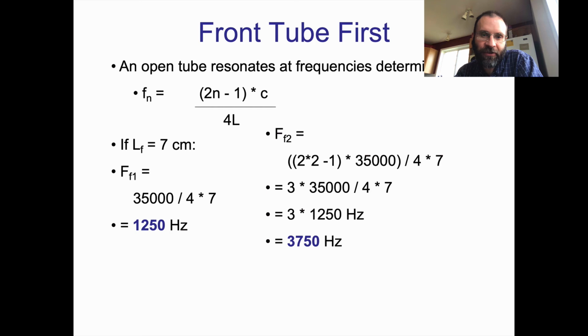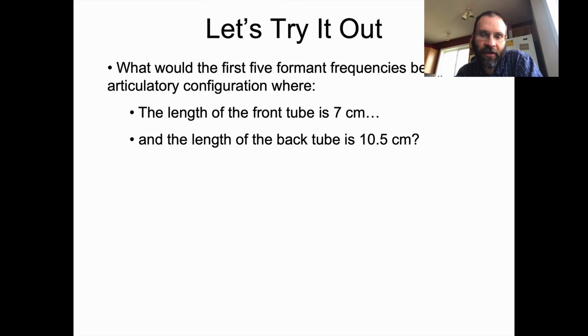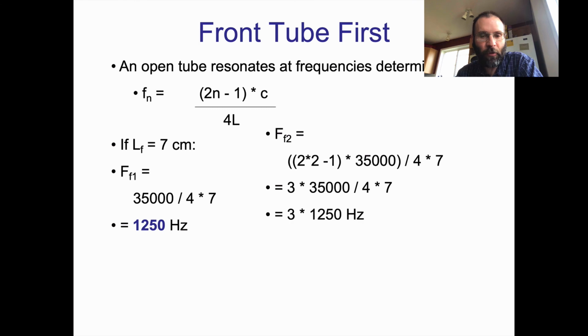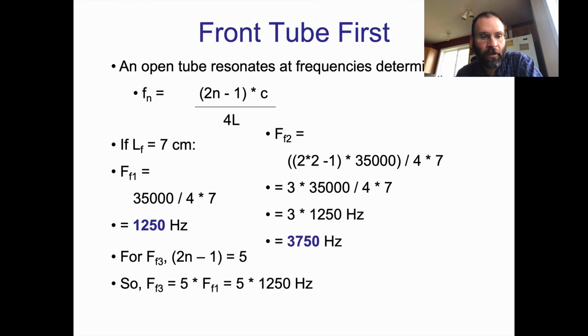I asked you in this example at the beginning to calculate the first 5 formant frequencies for this sort of articulatory configuration. I'm going to calculate the first 3 formants for each of the tubes individually. Then I'll get 6. I'm doing better with that. And so hopefully the lowest 5 formant frequencies will be in that collection of 6. If they're not, we could keep going. It's not that hard to say, well, the next one is like 7 times 1250, and so on and so forth. Okay, but we have 3 formants for the front tube. So let's move on to the back tube and see what we get.